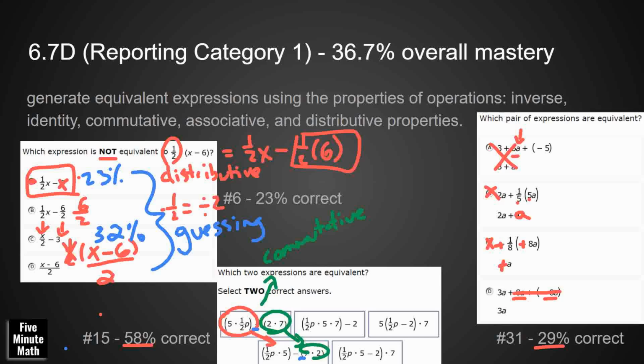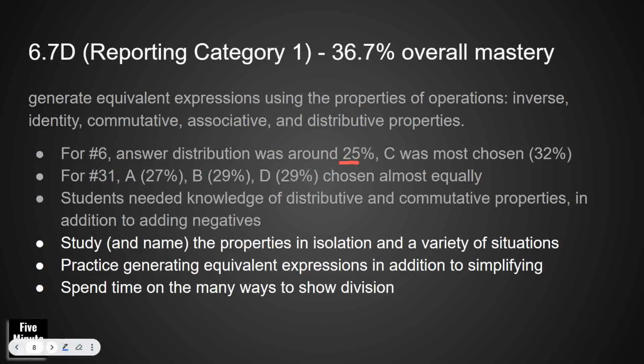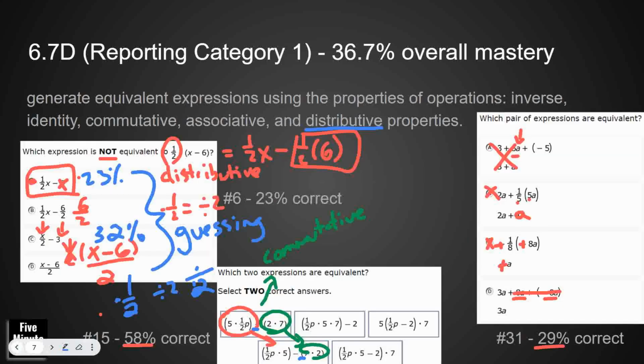So this is about the distributive property, number 6, but also it's more of what happens, how can you show different ways of multiplying by 1/2, right? Multiplying by 1/2 is the same as dividing by 2. It's the same as putting some type of fraction over 2, right? There's just so many ways to show multiplying by 1/2. That's what messed our kids up. So for number 31, A at 27, B at 29, and D at 29.